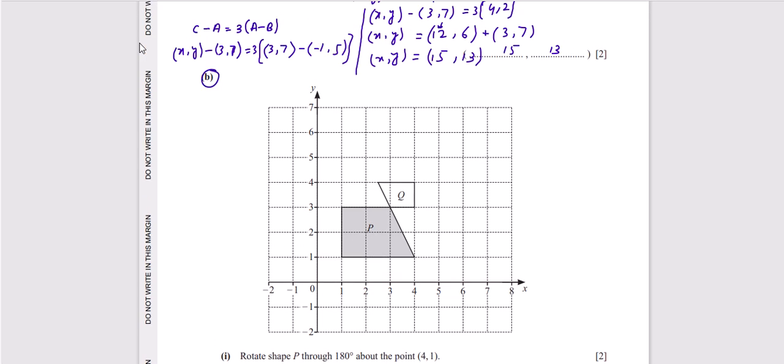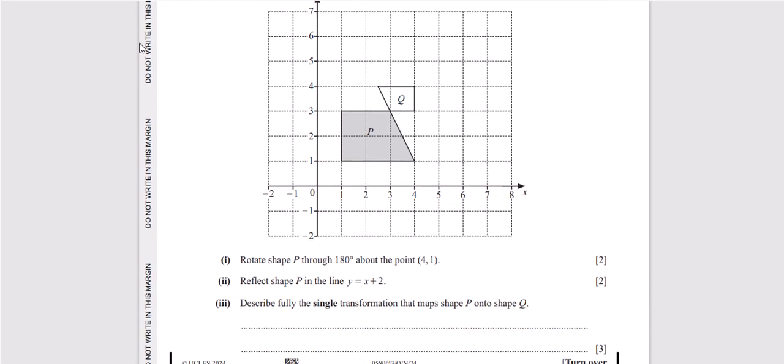Part B. Part A. Part 1. Rotate shape P through 180 about the point 1 and 0. Here is the point 4 and 1. We should rotate 180. 180 means this one is totally reversed. Here the point is 1, 2, 3. Move on this side, 1, 2, 3.